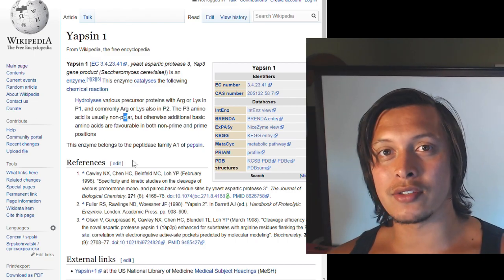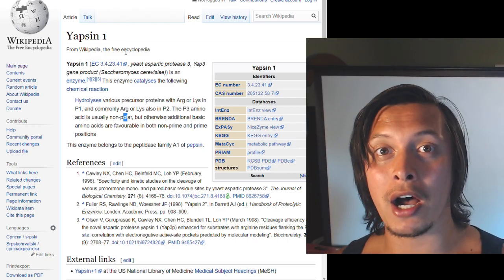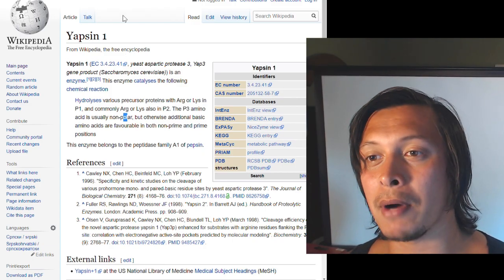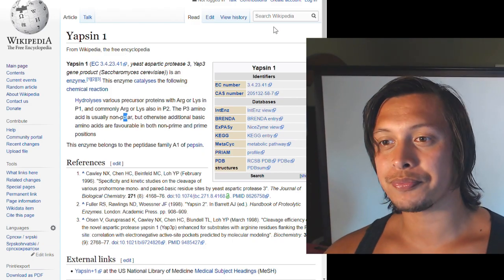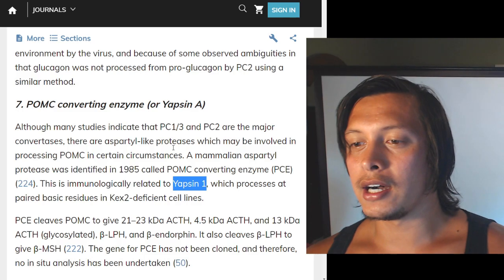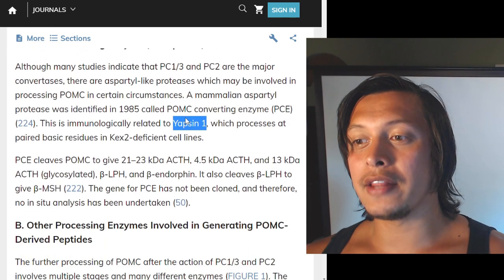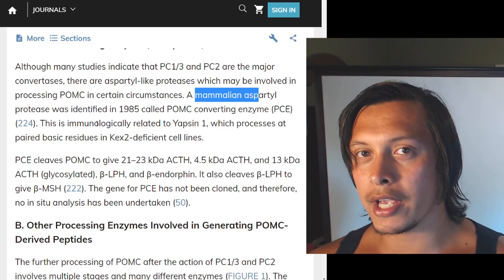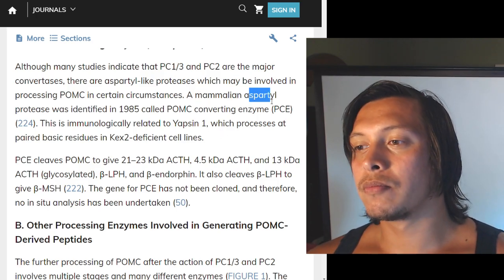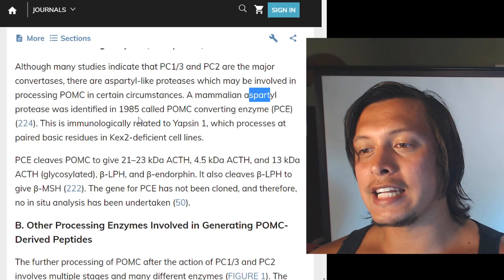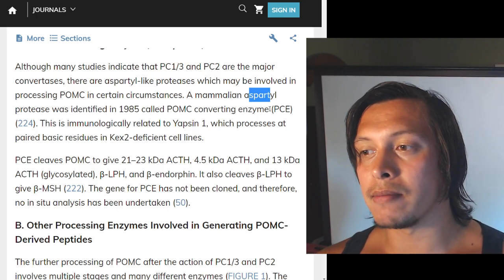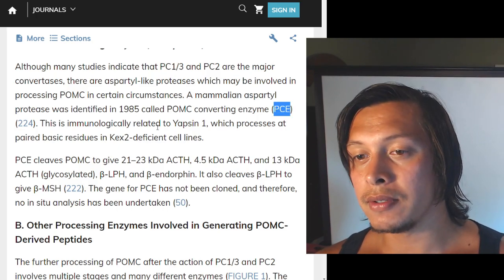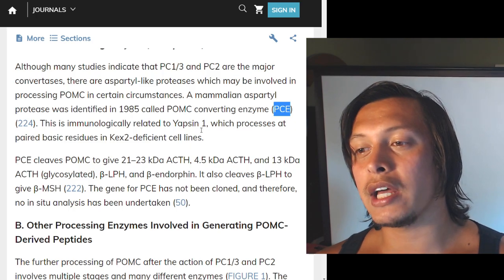So yapsin is functioning like a lot of other polybasic proteases. So here, and remember, this is in yeast. So a mammalian aspartyl protease was identified in 1985 called POMC converting enzyme. So this is PCE. So immunologically related to yapsin-1.